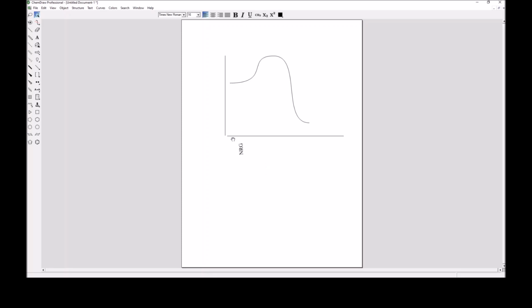And the higher up on the y-axis we are, the higher in energy we're going to be. And on the bottom, on the x-axis, is called reaction progress.